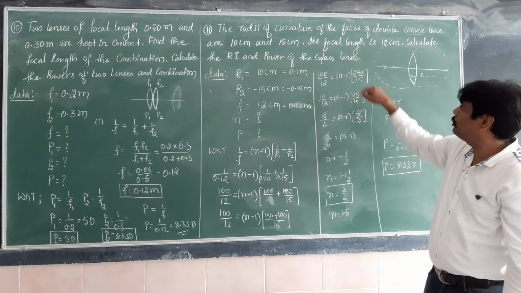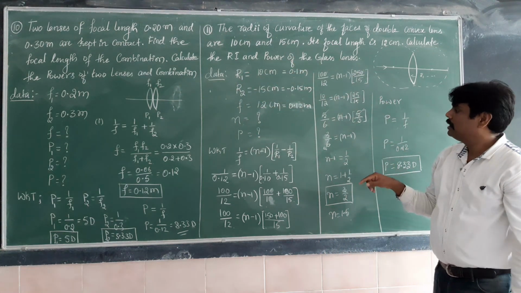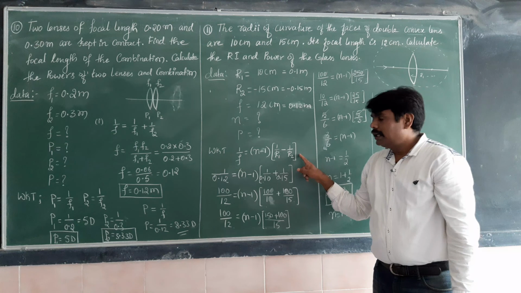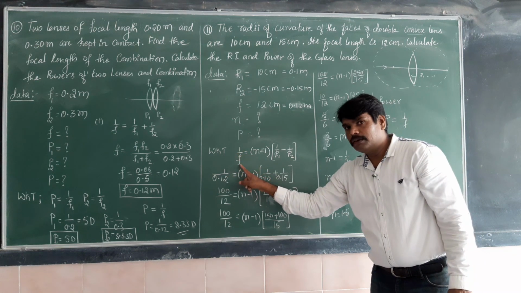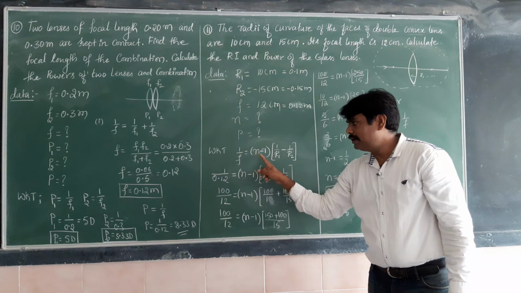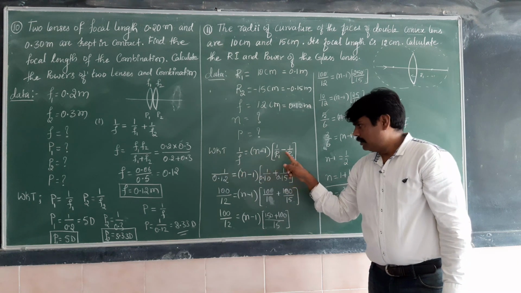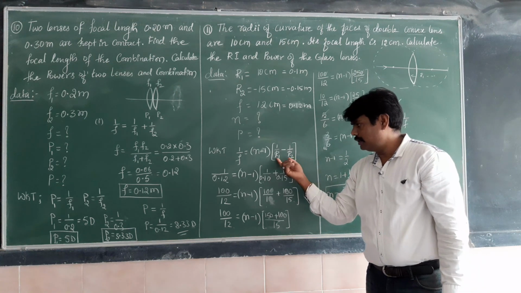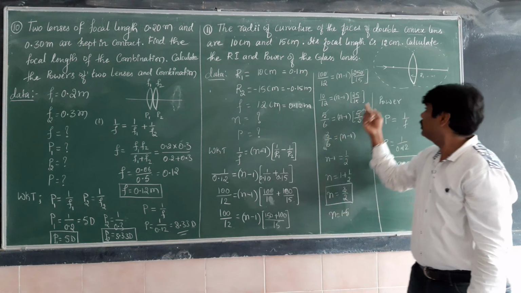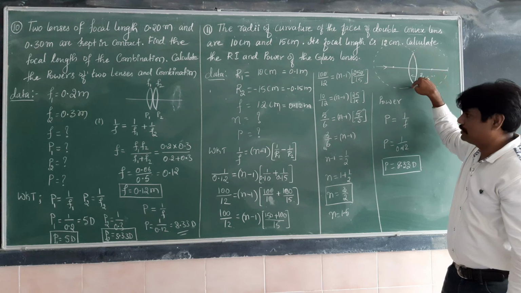In the next problem, in problem number 11, we have used Lensmaker's formula. Here reciprocal of focal length is equal to n minus 1 into difference between the reciprocals of radius of curvature. So here R1 and R2 are the radius of curvature for first and second curved surface.